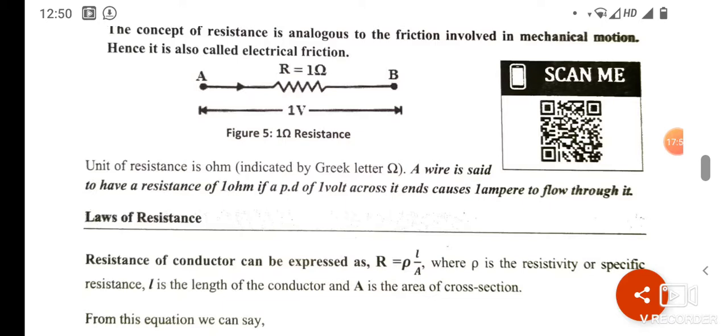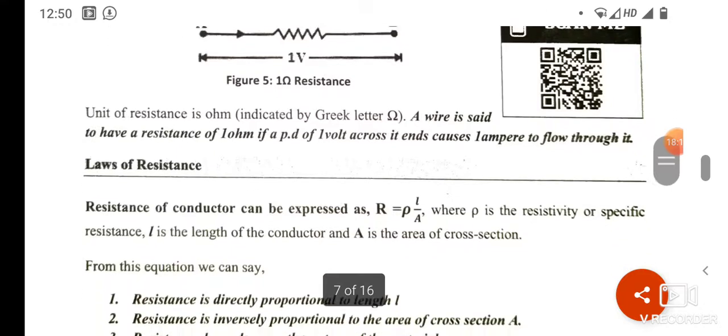So, another definition: a wire is said to have a resistance of 1 ohm if a potential difference of 1 volt across its ends causes 1 ampere current to flow. So resistance is proportional to voltage and current. A wire is said to have a resistance of 1 ohm if we apply a voltage of 1 volt and hence a current of 1 ampere flows through it.